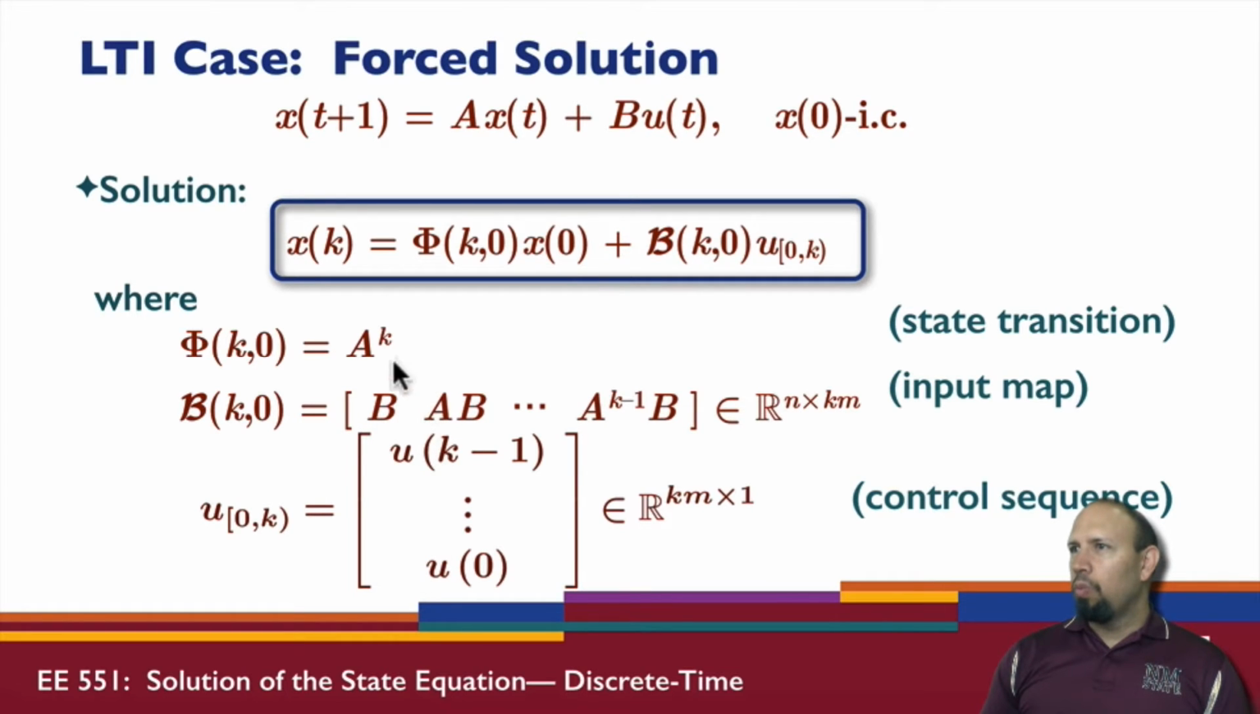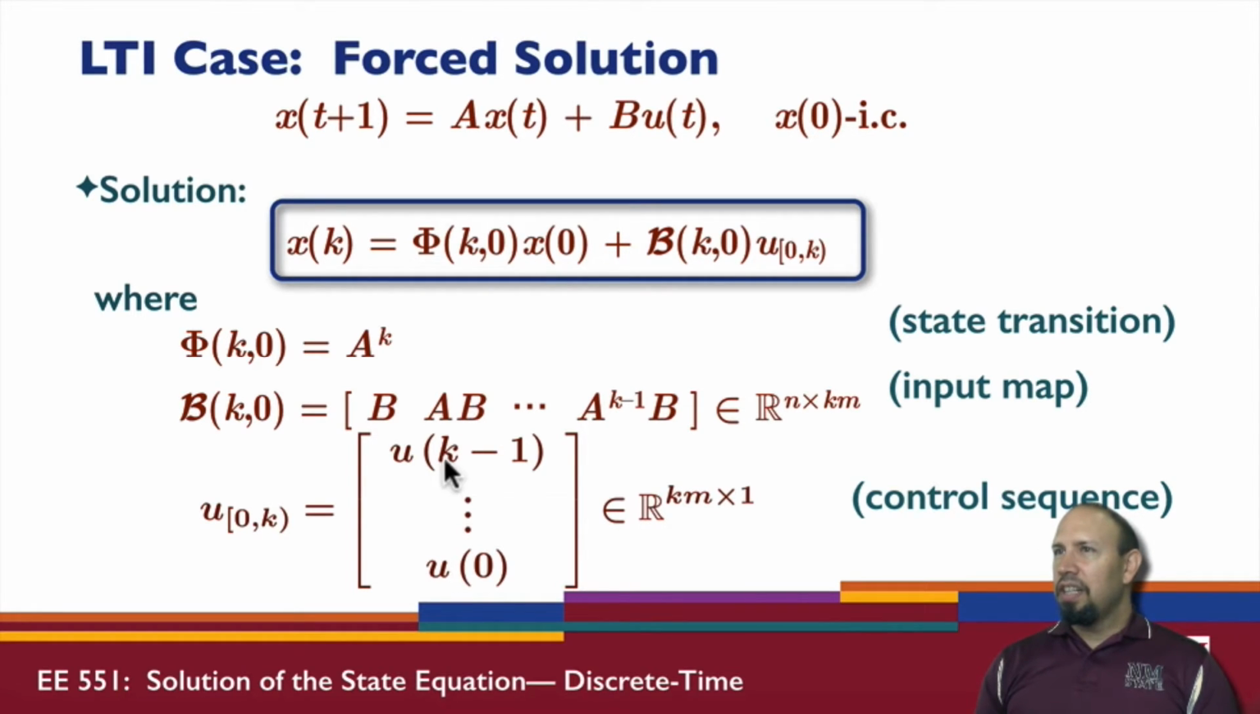So when we multiply this times this, we get a vector that is n by 1, which is the same dimension as the state. The state is n-dimensional. So this is the result we get. We have our state transition matrix, and we have what can be called our input map or our control map. And we have our input sequence, our control sequence. So this is the result: the state transition matrix times the initial condition, and the control map operating on the input sequence. So we have a nice compact expression for the solution of this difference equation.